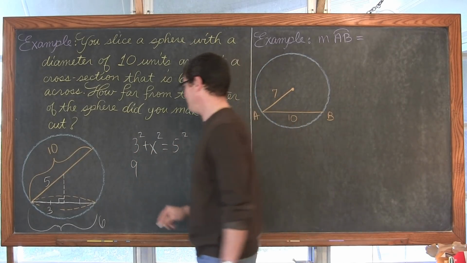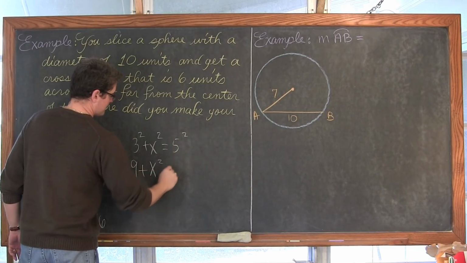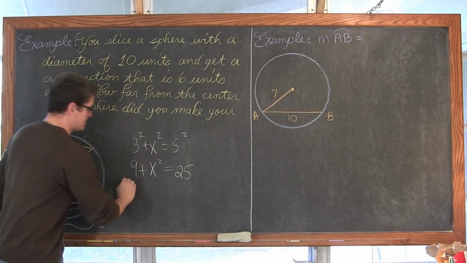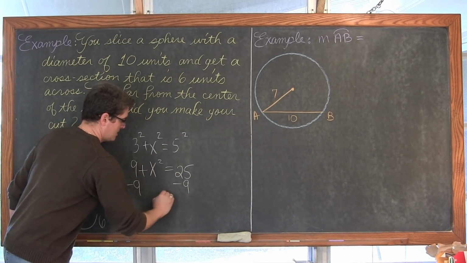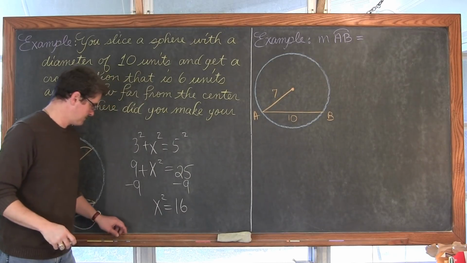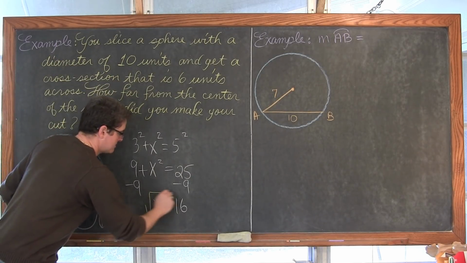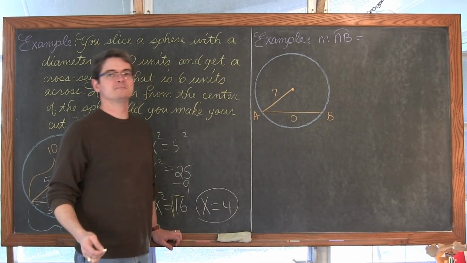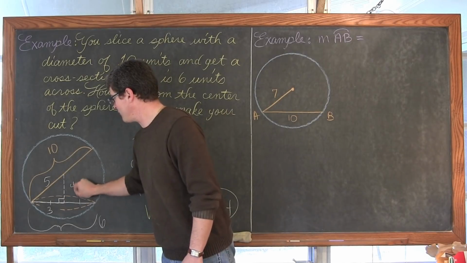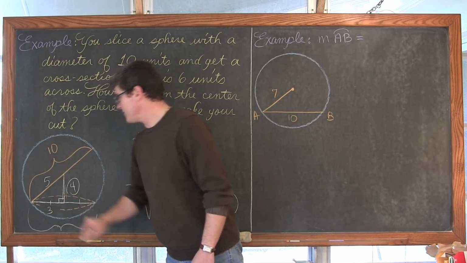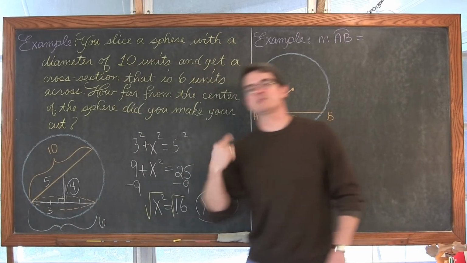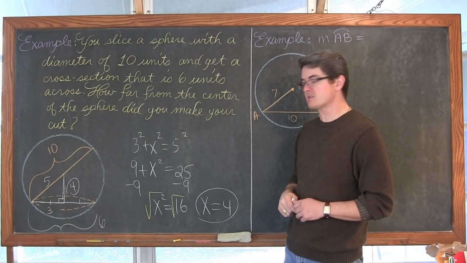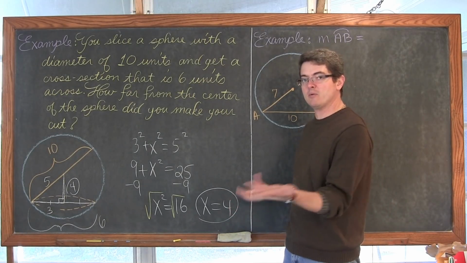3 squared is equal to 9. We have x squared. 5 squared is equal to 25. We're going to subtract both sides by 9. Get x squared is equal to 16. We're going to square root both sides and get x is equal to 4. And that is how far from the center of the sphere we made our cut, which gave us a cross-section, which was a circle that had a diameter of 6. Okay, so sounds complicated, but it was just Pythagorean theorem.